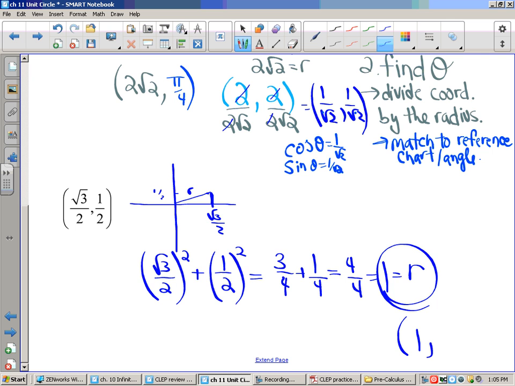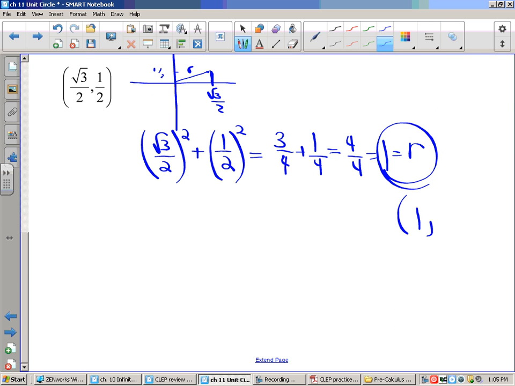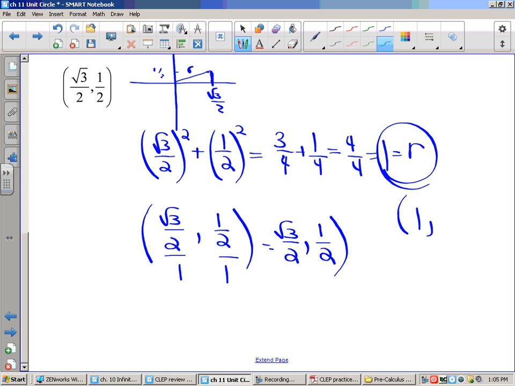Part number 2 is to take my coordinate, root 3 over 2, comma 1/2, and divide them both by 1. Of course, when you divide by 1, it doesn't do anything to it. You should already be saying, wait, I already know that coordinate. That's on my unit circle already. I already know where that's located. Sure enough, the cosine of the angle equals root 3 over 2 when the angle is pi over 6. Therefore my angle is pi over 6.